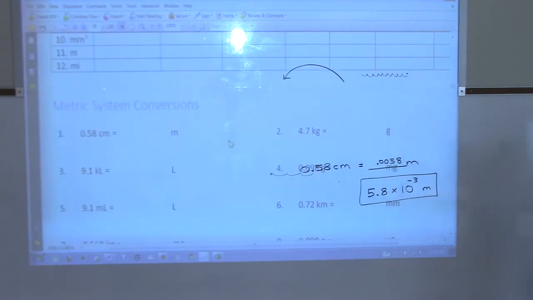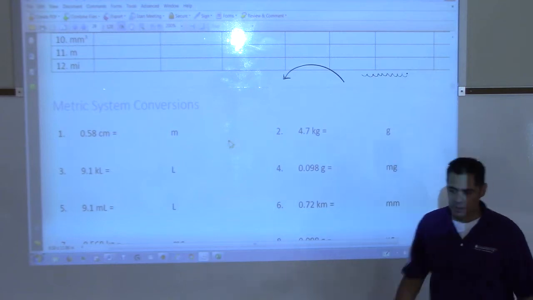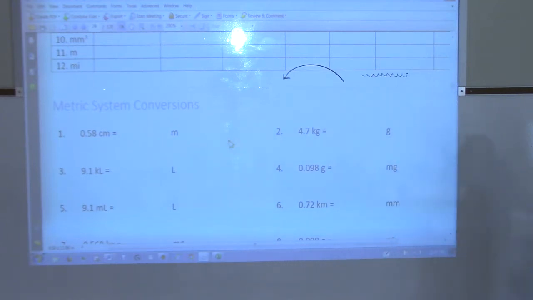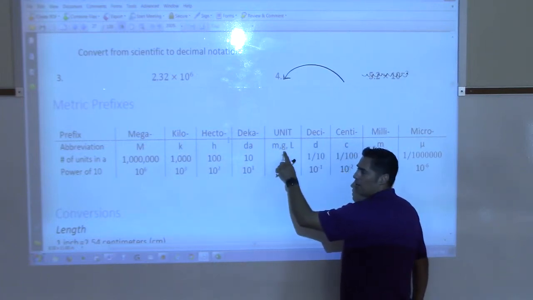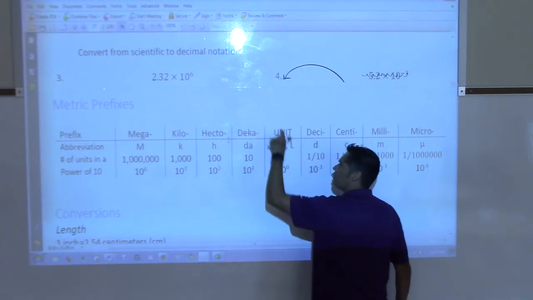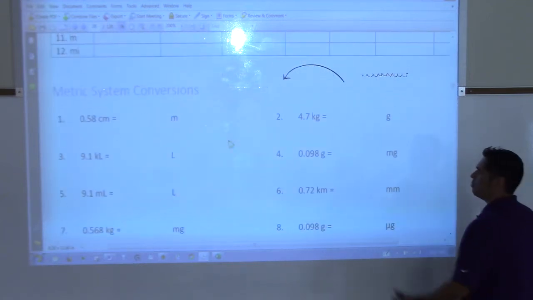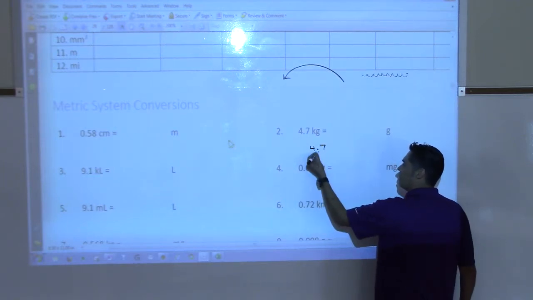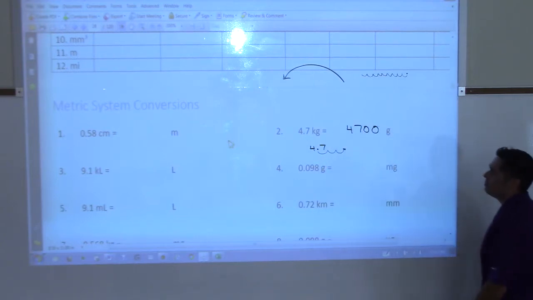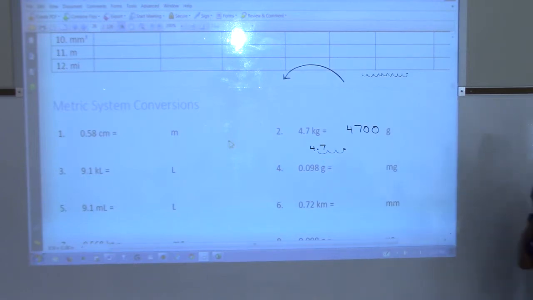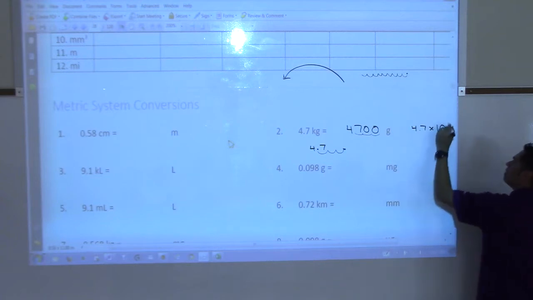Number 2. What if we're trying to take 4.7 kilograms into grams? So again, we can just go to our chart. We want to go from kilo to our base unit gram. So we are going to have to move 1, 2, 3 to the right, and that's it. We'll be done. So for this one, I'm going to take the 4.7 and go 1, 2, 3 to the right. Put zeros there. So 4700 grams. What is that in scientific notation? 4.7 times 10 to the, so we had to go 1, 2, 3, put it back there, so 3rd power.